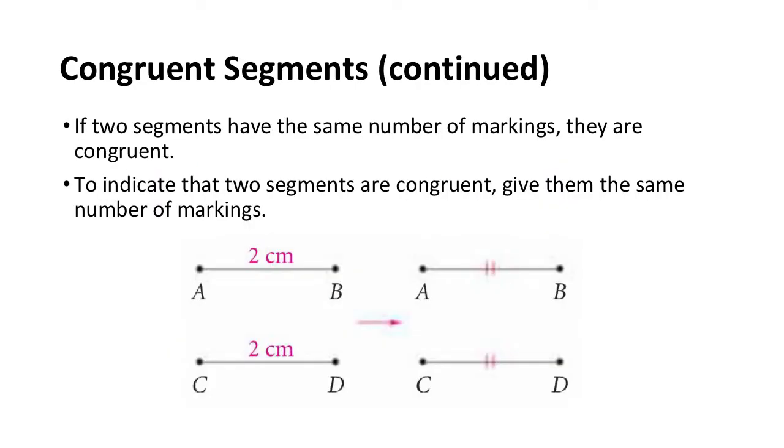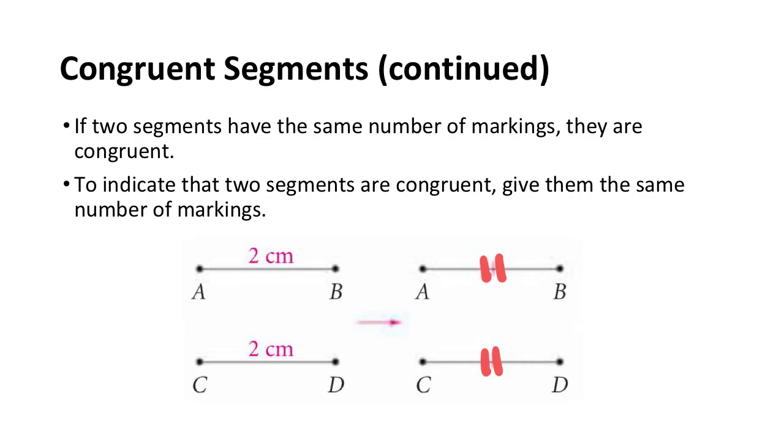Now, in order to indicate that two things are congruent segments, we have to use these little tick marks, which we call our markings. So, for example, if two segments have the same number of markings, then they are congruent. To indicate that they are congruent, you give them the same number of markings. So in a problem such as I have here, because these two segments are congruent, I can give them these two markings to mean that these are congruent to each other.